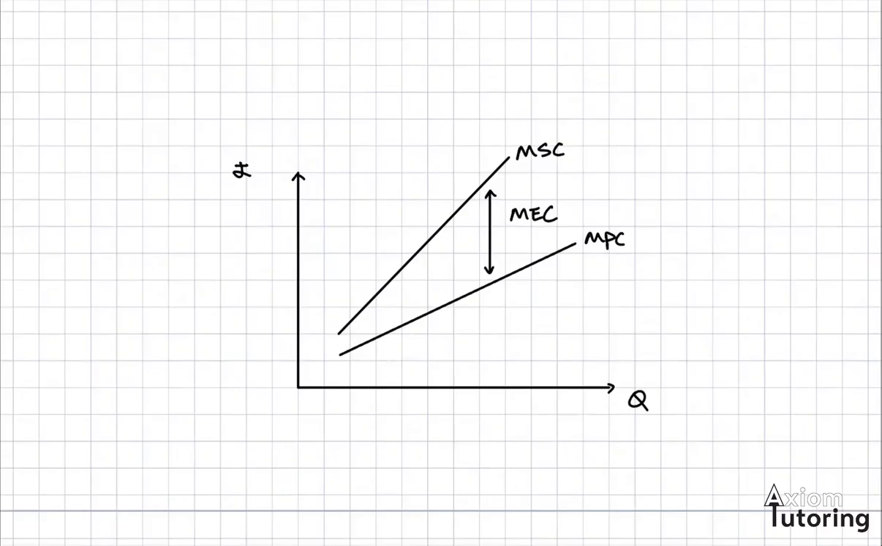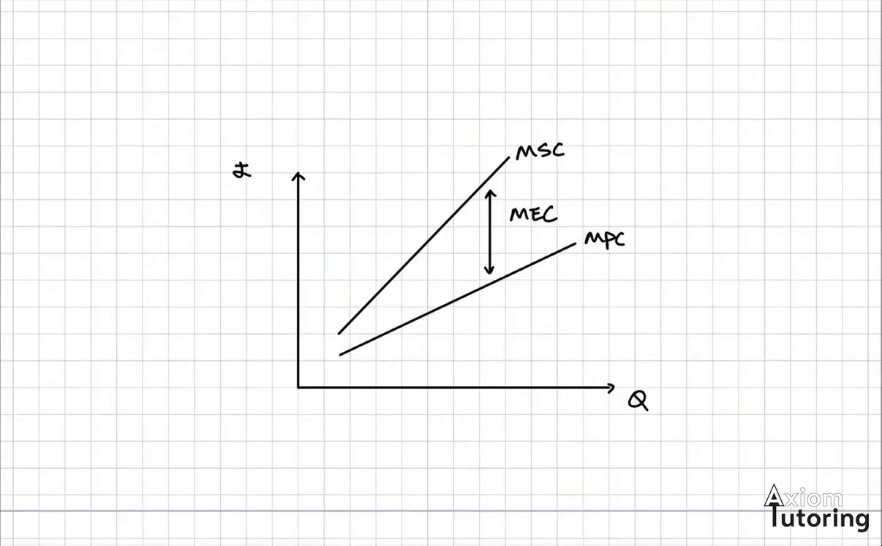Consider a coal power station. For each extra unit of electricity, the firm pays wages and fuel costs. That's marginal private cost in the diagram, but it also creates pollution, climate damage, and health problems. That's the marginal external cost arising from the production. So the true cost to society is higher than the firm's internalized private cost.